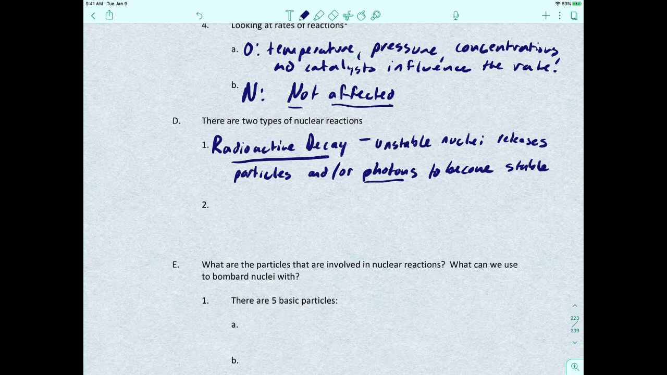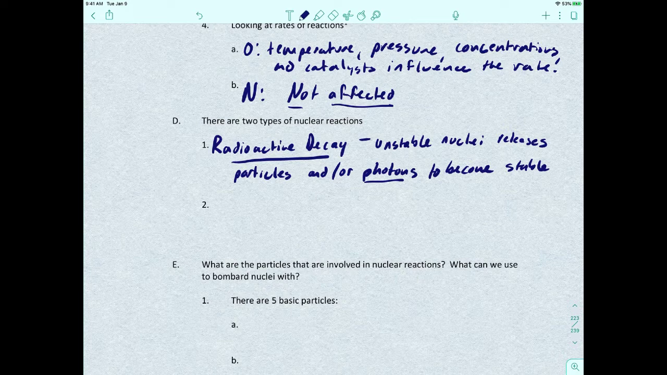Now remember, photons, back in Gen Chem 1 when we talked about photons, that was light energy. So an unstable nucleus becomes stable either by releasing a particle or particles, or releasing energy. It's going to be one or the other or both. Okay, so that's the first type of nuclear reaction that we come across in nuclear chemistry.